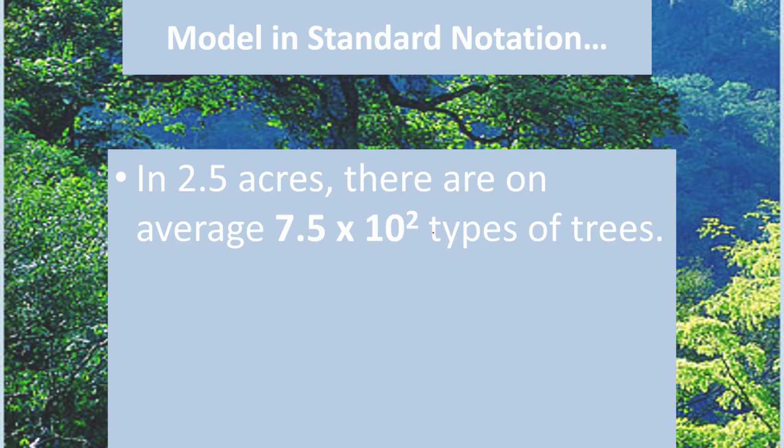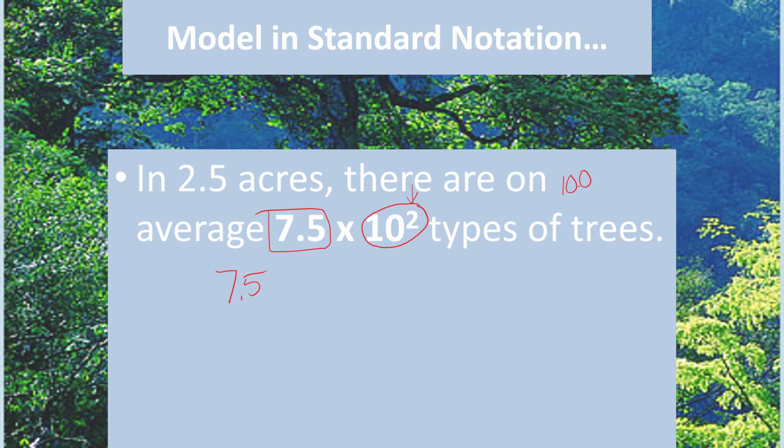All right, now we want to model in standard notation. Notice that you have been given scientific notation, and we want to convert it to standard notation or expanded form. So the number that we start with that's greater than or equal to 1 but less than 10 is 7.5. And so I could certainly write 7.5. And then we see that I'm moving the decimal place 2 times. Now, the nice thing about 10 squared is we know that 10 squared is 100.